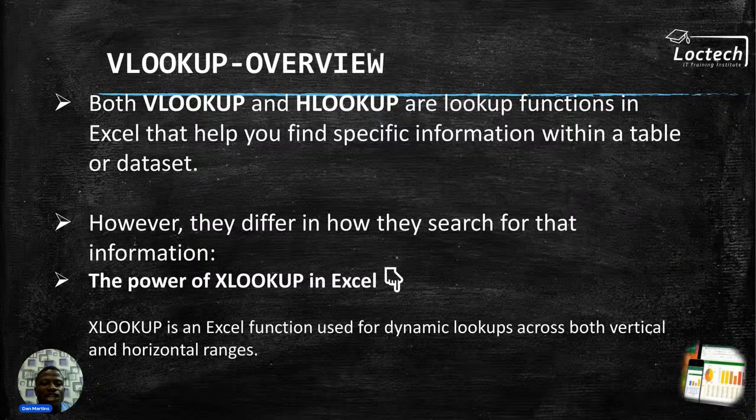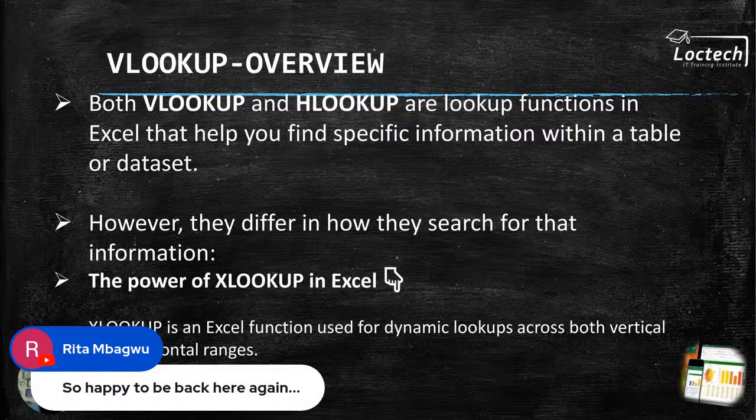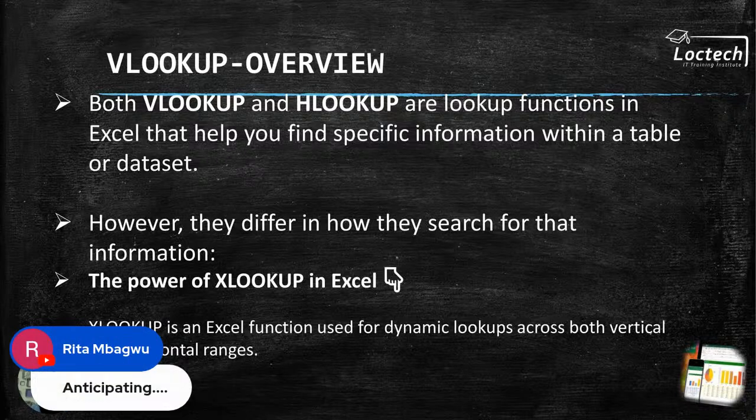All right, now the next one here is we found out that both VLOOKUP and HLOOKUP are lookup functions in Excel that help you find specific information within a data set. In other words, VLOOKUP, like I said, is vertical lookup or value lookup. Now, for the HLOOKUP, we know it to be horizontal lookup. So, in other words, where your table is arranged vertically, then use VLOOKUP. But when your table is laid out horizontally, then you use the HLOOKUP function. However, they differ in how they search for that particular information.